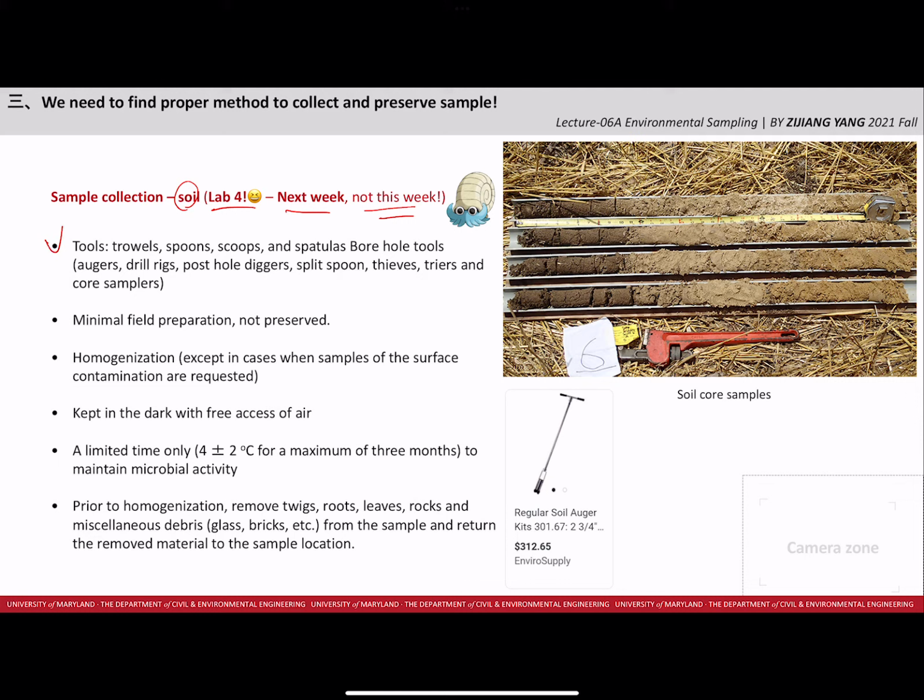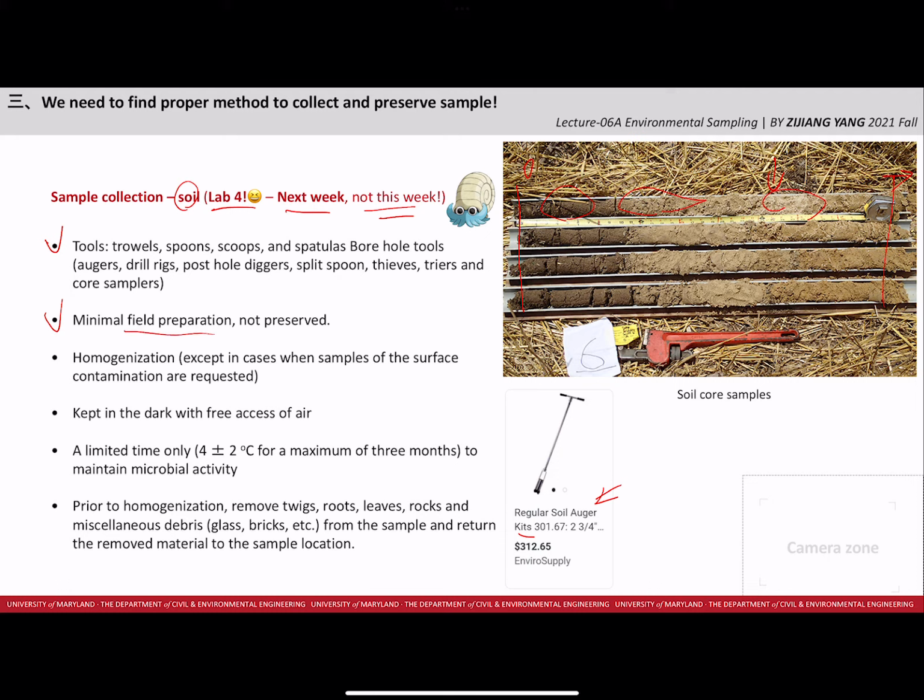So we have several tools to take soil samples. This is the soil auger kit. And sometimes we can have these soil columns. And I like this one. We can see that from different depths, so this could be 0, and this is later. And we can see that the soil is heterogeneous in the vertical direction. So anyway, we have minimal field preparation, and sometimes we do not preserve the soil.